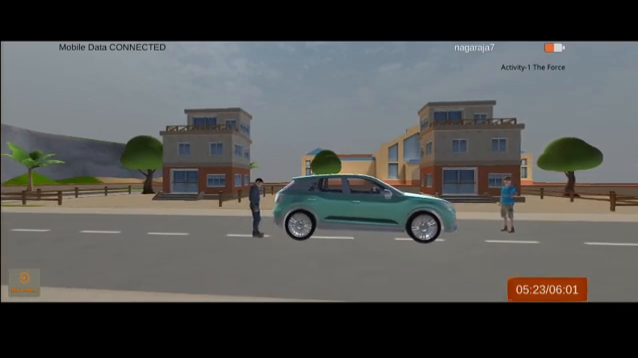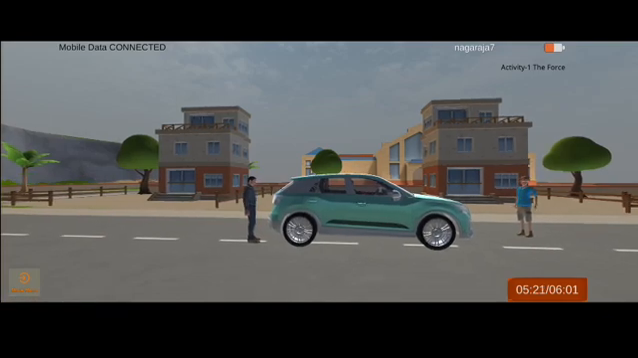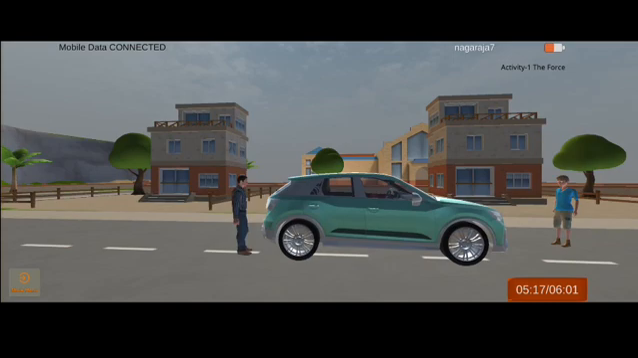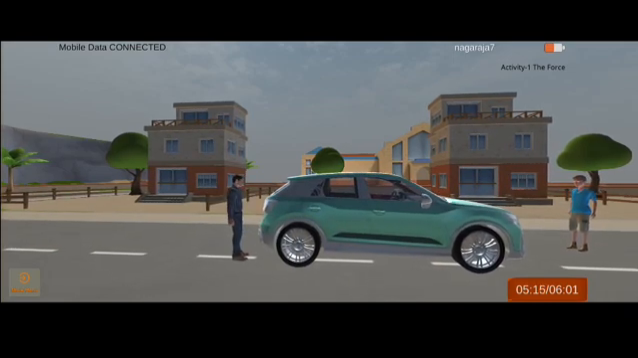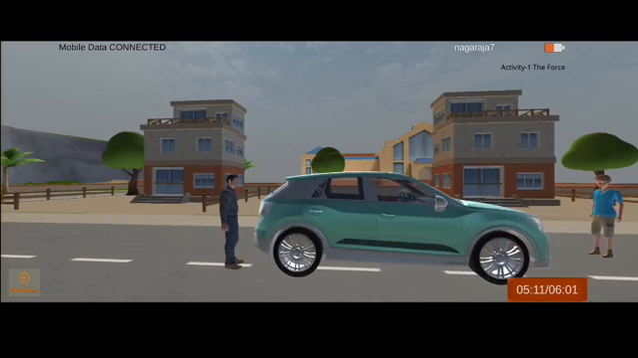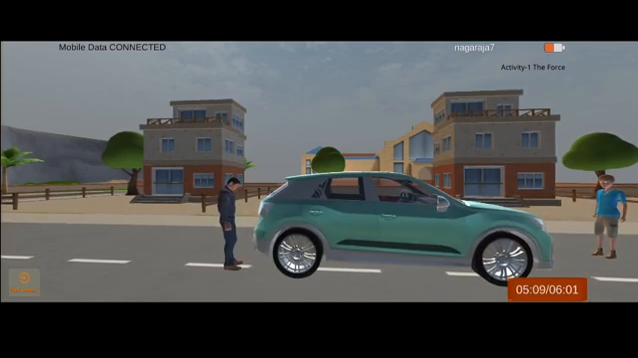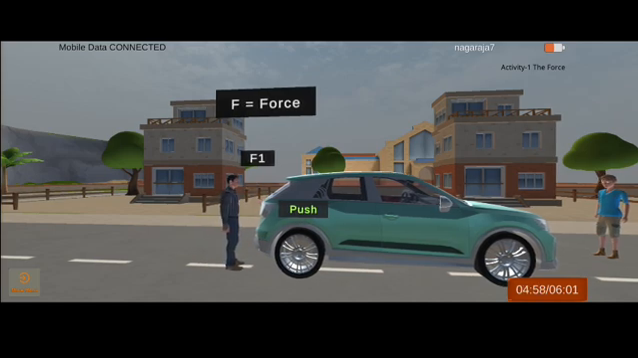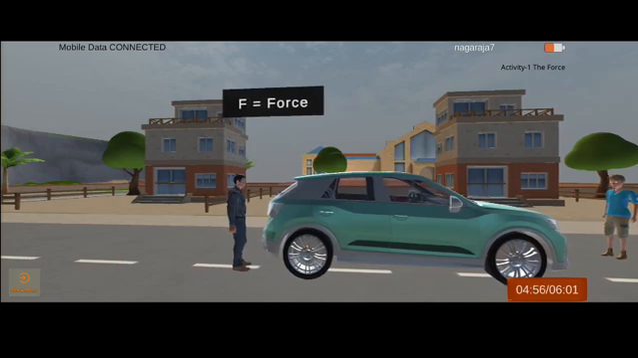Look, there is one car, and a man is standing behind this stationary car. Will the car move due to just his presence? No, he needs to do something. The man now begins to push the car. That means he applies a force on it. But the car is still not moving. It means, in this case, the car needs more force.